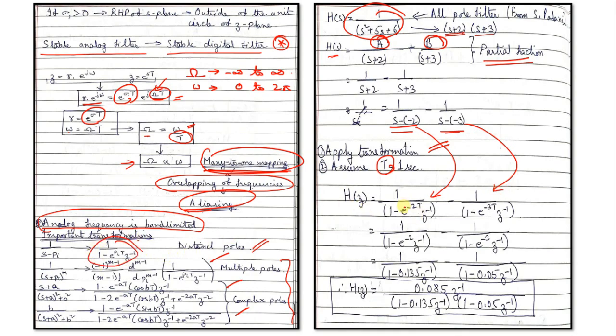E to the power minus pi is minus of 2 capital T z inverse and so on. So T is equal to 1 second. Once you do this, you get this one. Then you solve it, and after solving, you get this transfer function. After that, you can realize the filter, and also find out the amplitude and the phase responses.